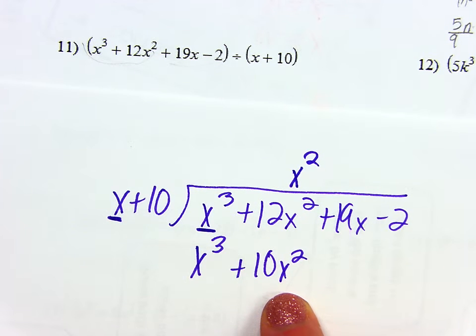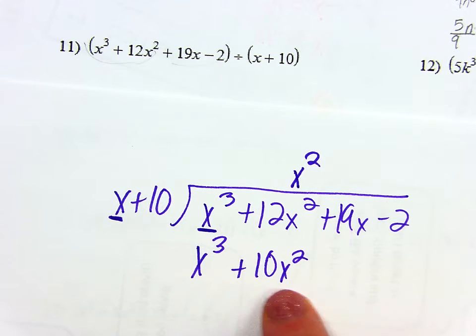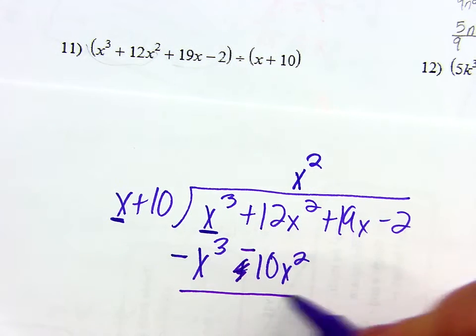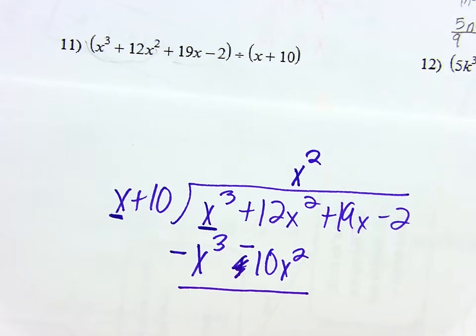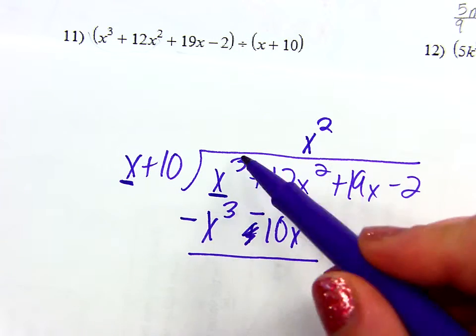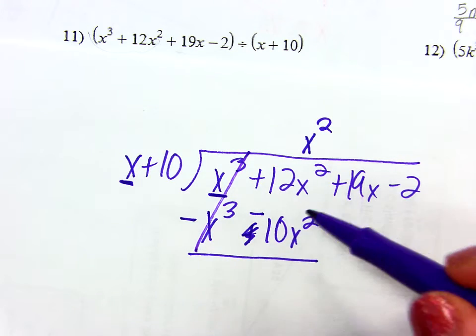Please pay attention, watch, listen. Everybody's listening, watching. You need to subtract the whole thing. So I minus this guy and I minus this guy. One cool thing that will always happen if you're doing it correctly, the first term here will always cancel out. So x cubed minus x cubed, they're gone.